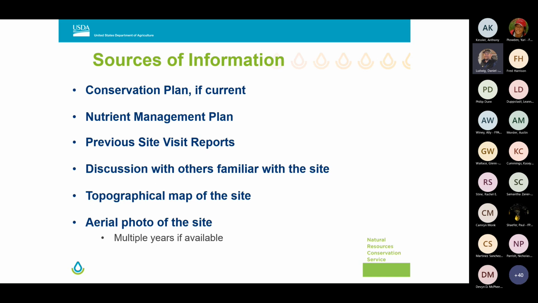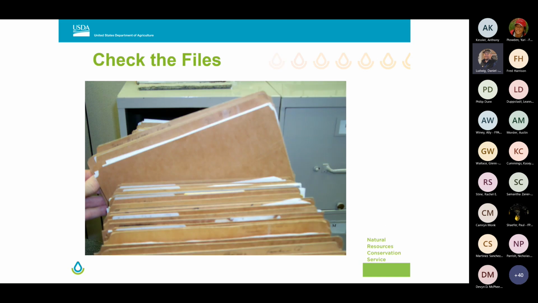So Google Earth Pro is your friend. Again, you can use that history button and scroll back through multiple years, and you can really look at what's been going on in that field for a number of years. Again, check the files, especially in our NRCS offices. Typically, we're pack rats. We hold on to information. So I've been able to, on some of the projects I've worked on, find good information basically just by going and checking the files to see what we have on record.